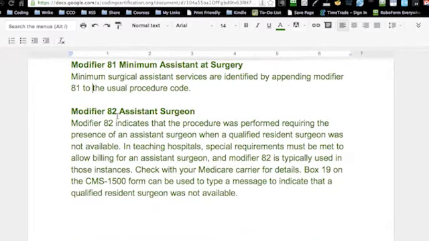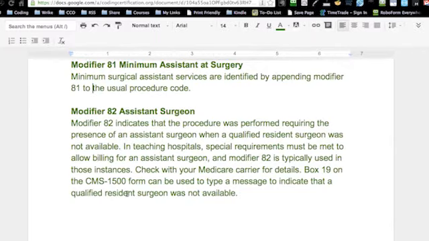Modifier 82 is exactly the same as 81, except it's used in teaching facilities, because the idea is in teaching facilities they're supposed to be using residents. Residents are doctors, but they're doctors that you can't bill for yet. So teaching facilities get paid more, with the expectation that the residents are assisting.